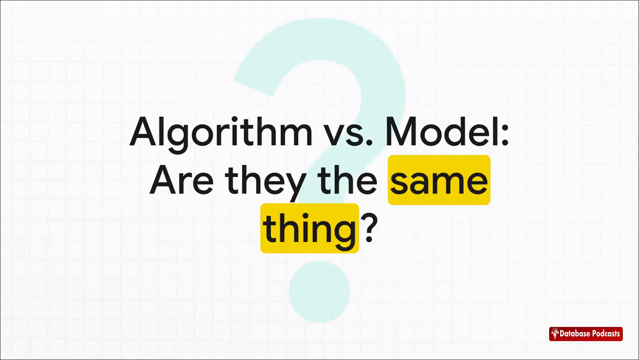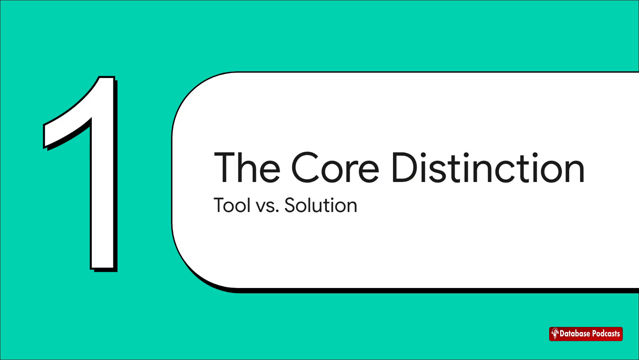The big question: is an algorithm the same thing as an analytics model? Nope. And by the end of this, you won't just know the answer, you'll totally get the really crucial relationship between the two. All right, let's dive straight into the core of it.